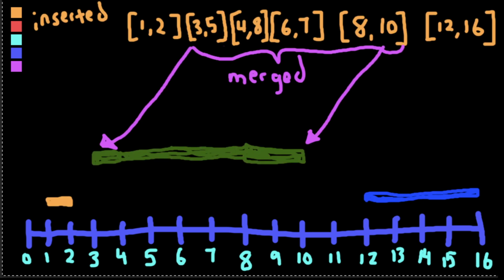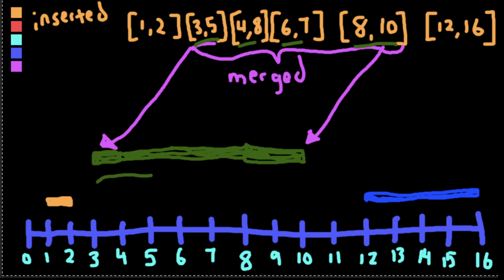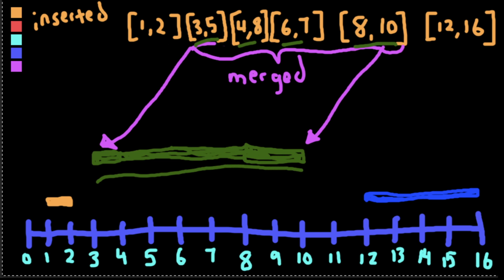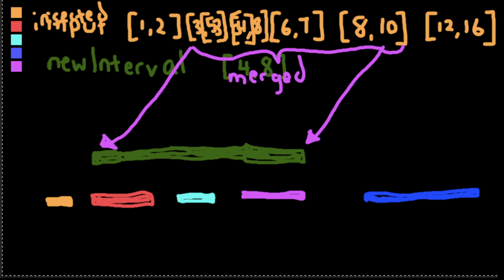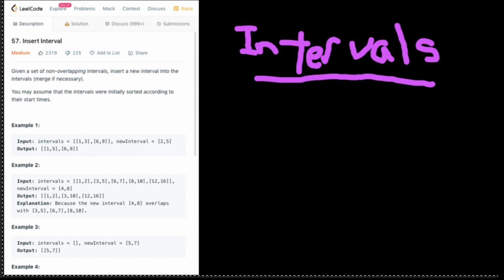And that's your answer, because what you did was you took 3.5, 4.8, 6.7, 8.10, merged all that together into this one long interval, and then you have 3 left. And that's the final answer you're going to get for that particular example, which, let's take a look at the Leetcode question again. There's Leetcode 57, insert intervals. All right, thank you.